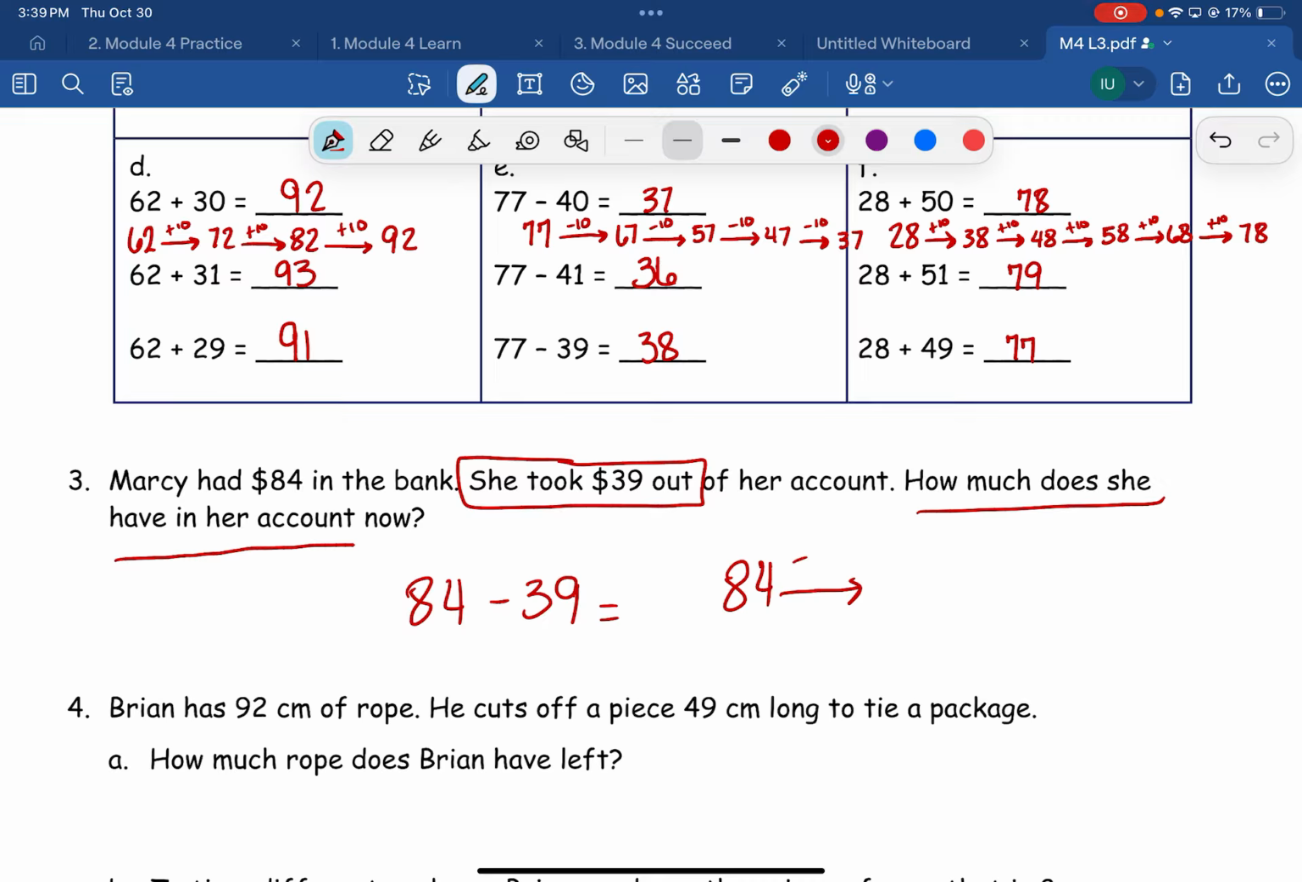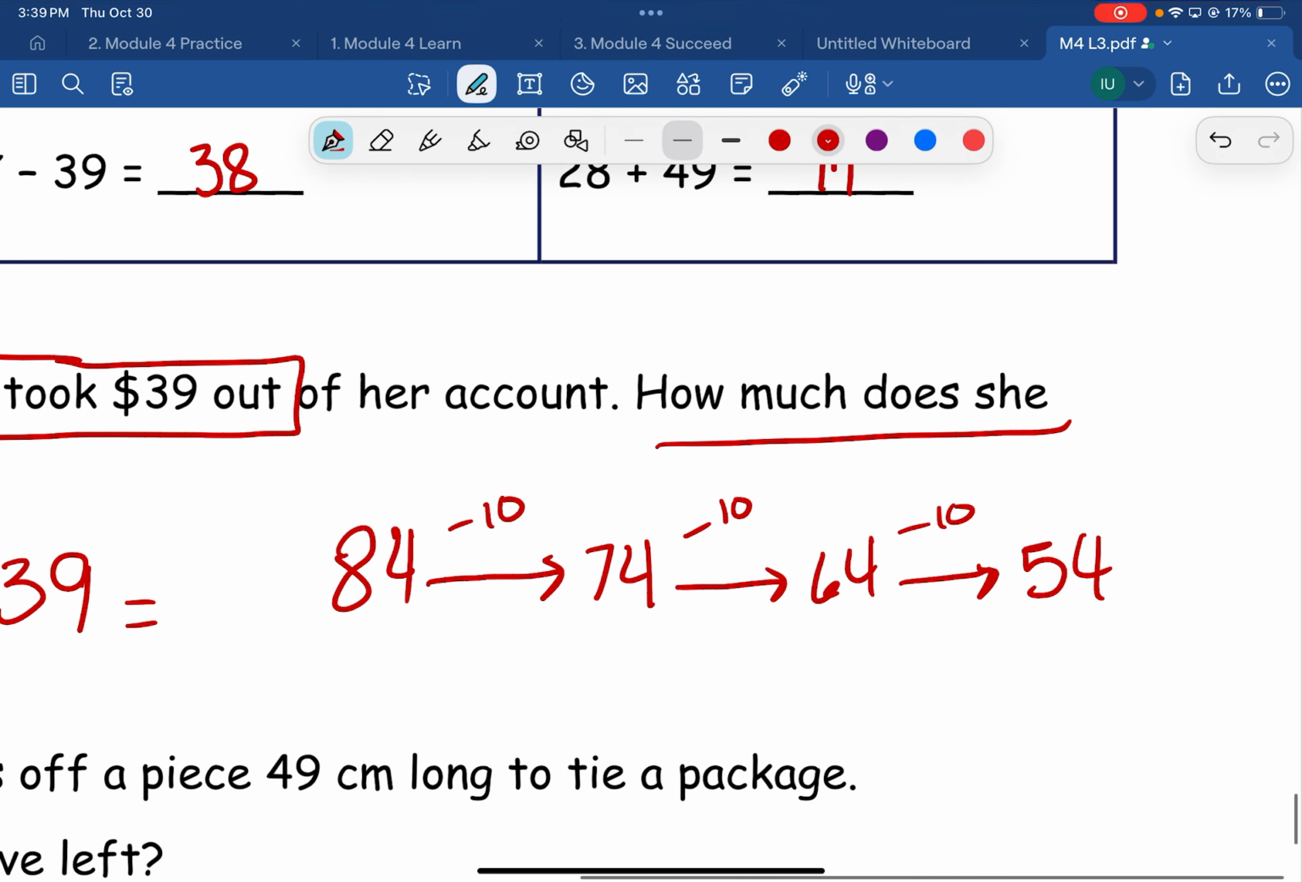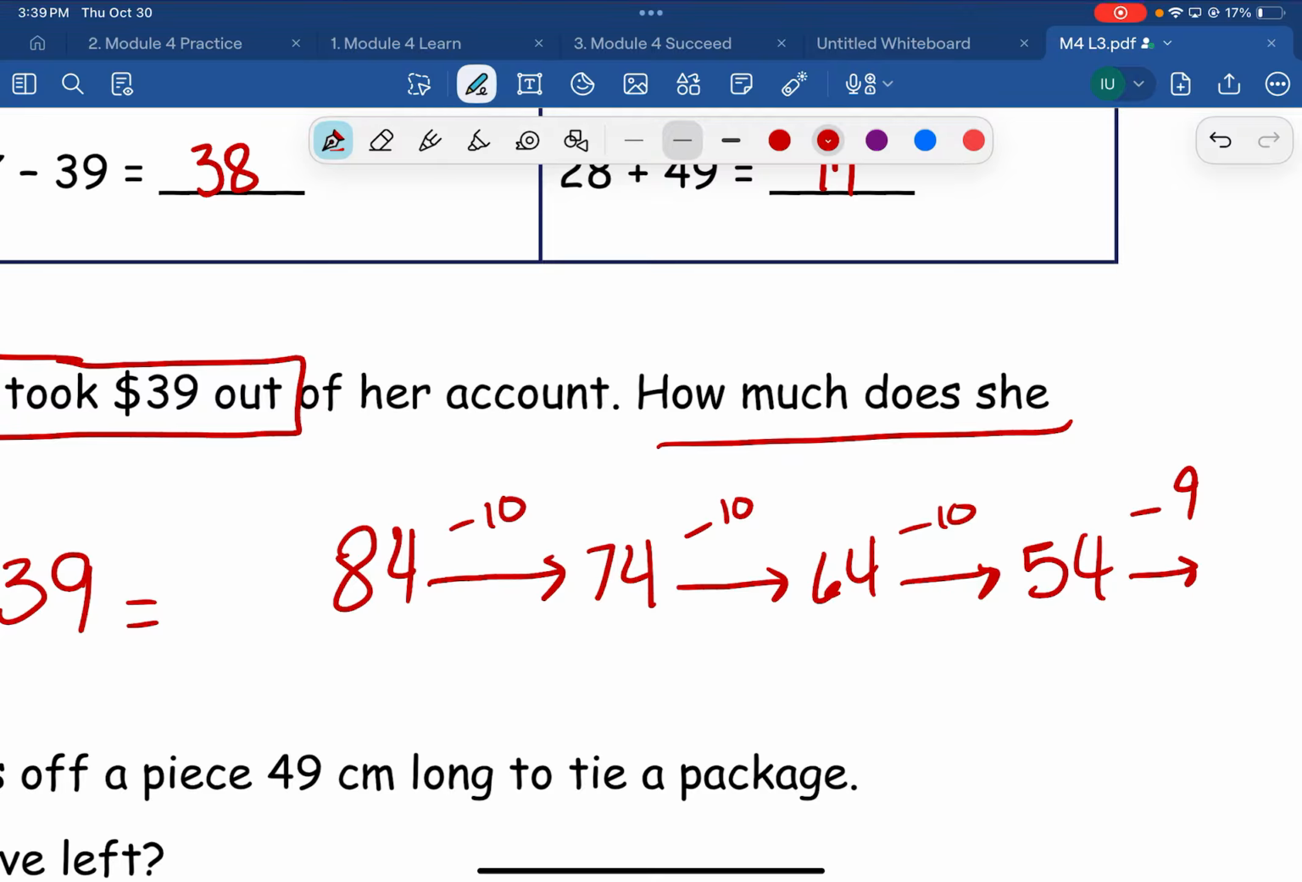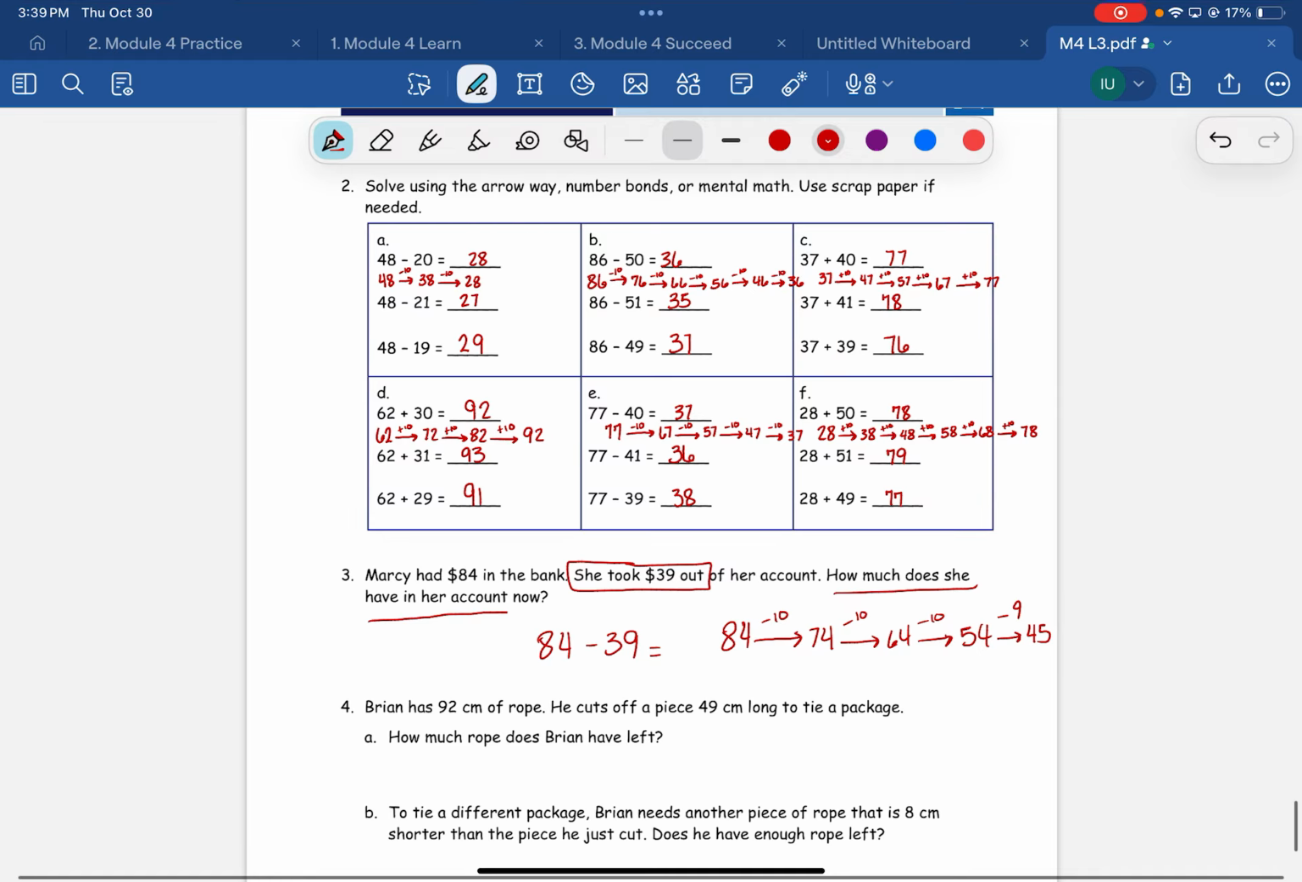3 tens 9. So we're going to minus 10. That will be 74. Minus 10, that's going to be 64. Minus 10, that's going to be 54. Now, we are going to take away, not 10, we're going to take away 9. So 54 minus 9 is 45. So my answer is 45. So I'll just put $45. That's how much she has left in her account.